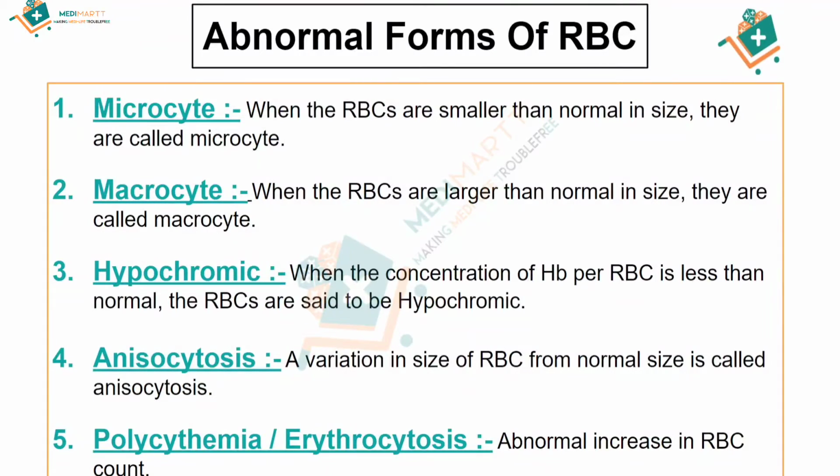Now polycythemia or erythrocytosis. What does that mean? It is an abnormal increase in the red blood cell count. Polycythemia basically means an abnormal increase in the red blood cell count. Poly means increasing, or many, you can say. Now moving on to the next slide.